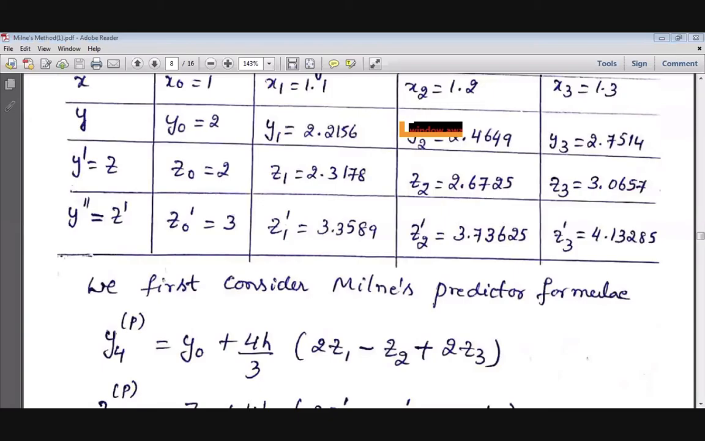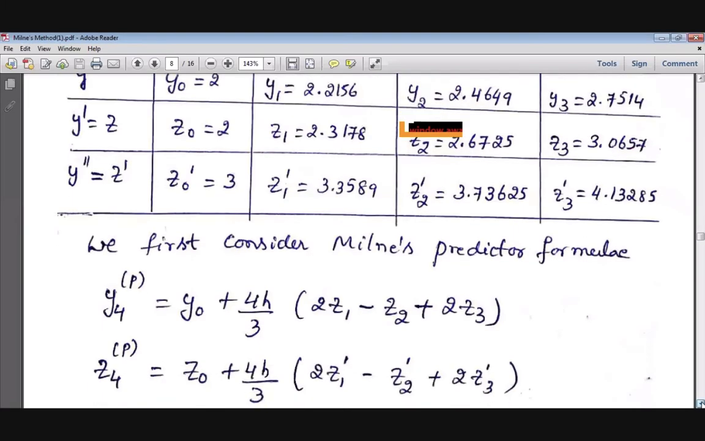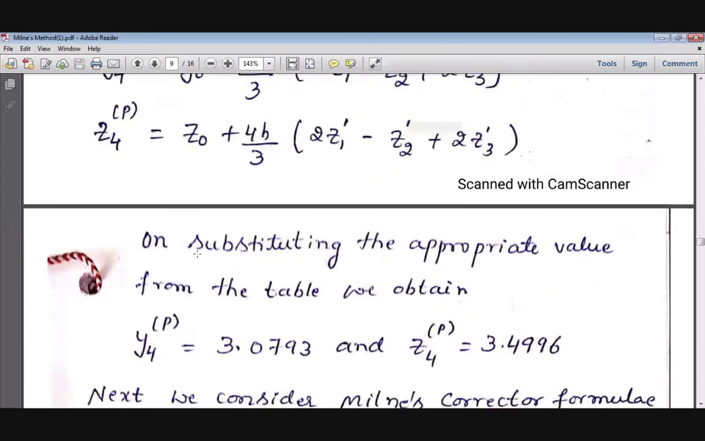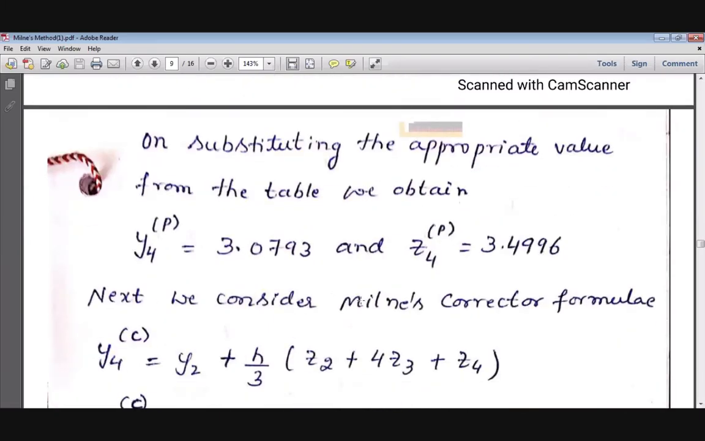Okay. Next, take the predictor formula: y4 of p equal to y0 plus 4h by 3, 2z1 minus z2 plus 2z3. And z4 of p is, this is the formula. Substitute all the values from the table, you will get this much.